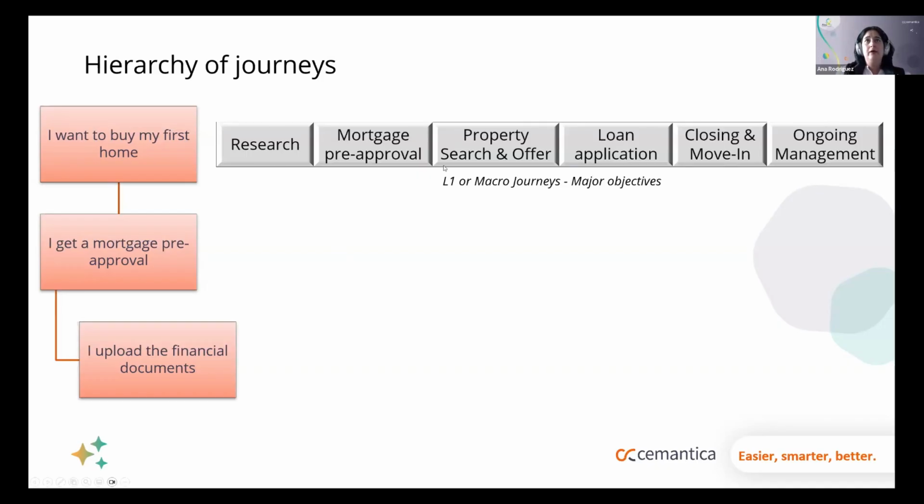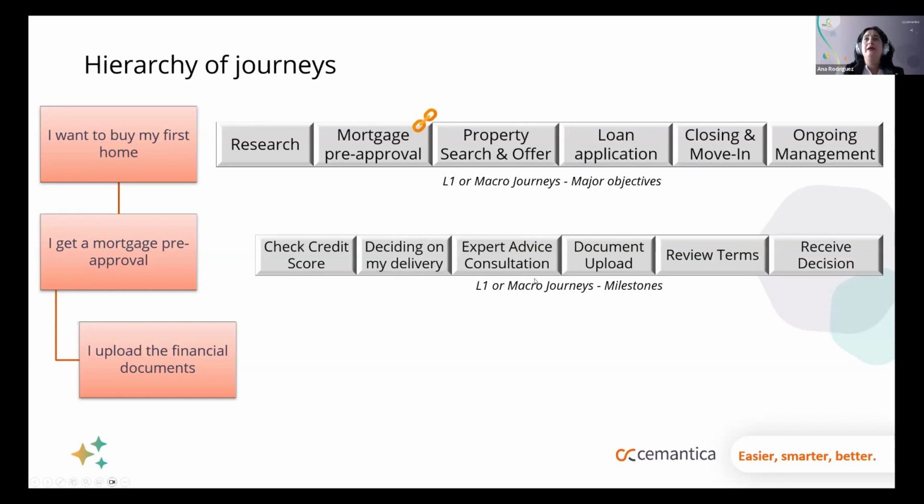But as I mentioned before, in this journey we can focus on one specific step and create another macro journey for a milestone in this specific journey. This is why we are talking about a hierarchy. We start with a level 1, and then we focus on one stage to map here the pre-mortgage approval journey. And here we have different steps, of course.